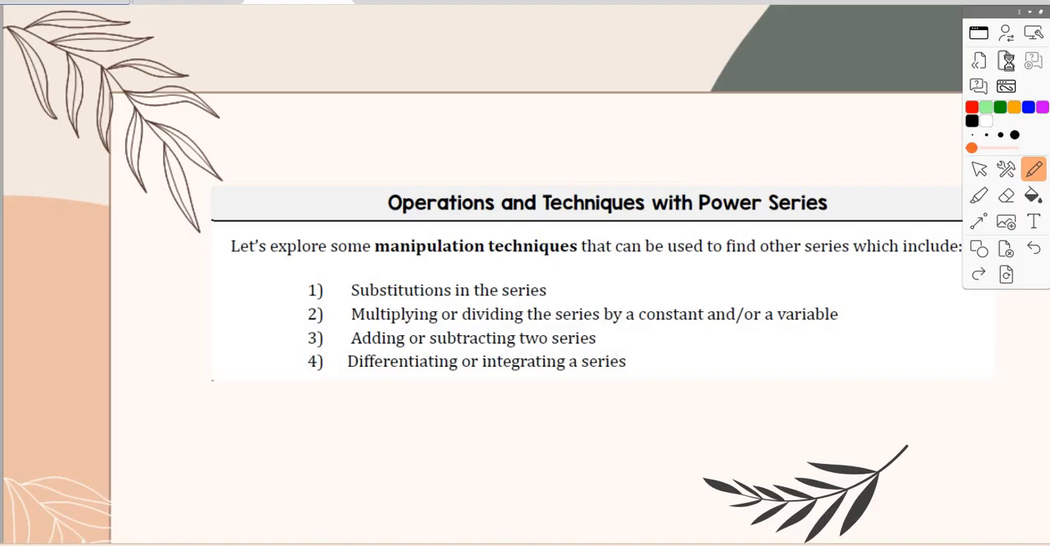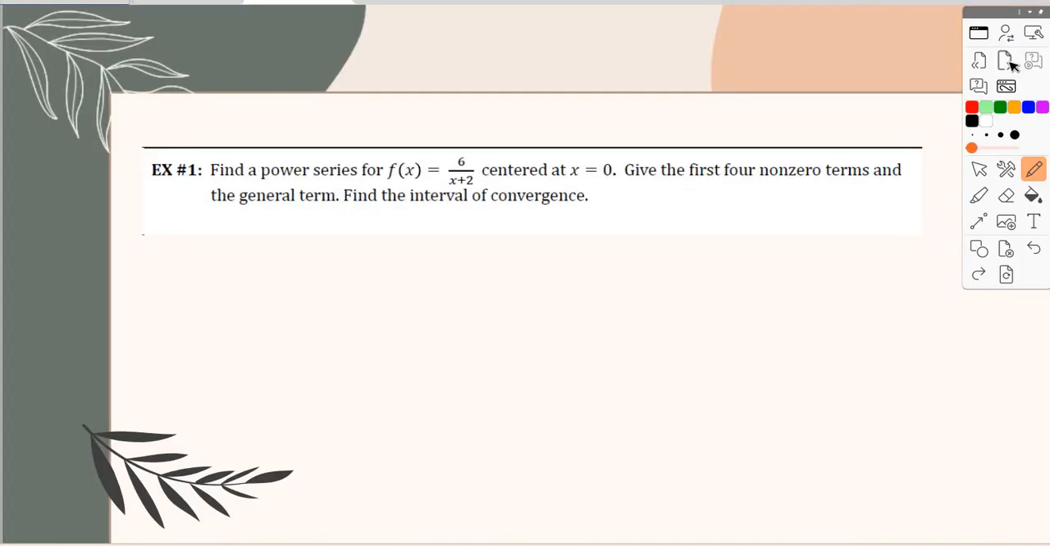But let's first look at this. It says find a power series for f of x equals 6 divided by x plus 2, centered at x equals 0. Give the first 4 non-zero terms and the general term, and then find the interval of convergence. That's a lot. Very good.